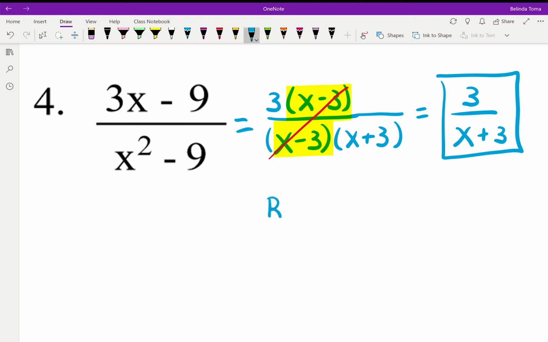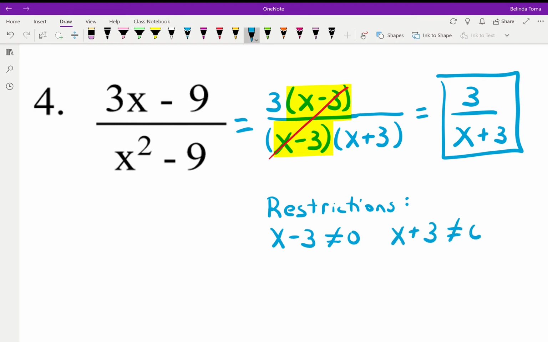So when I do the restrictions, I'm just not looking at my final answer. I am looking at the factored form of the original problem. So I'm going to say that x minus 3 cannot equal 0, and that's the one we canceled. We still have to account for it. And I'm also going to say that x plus 3 cannot equal 0.